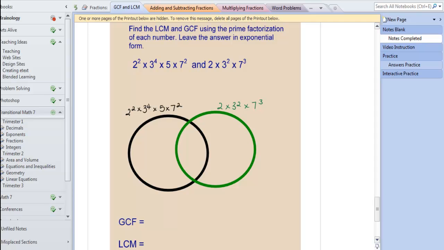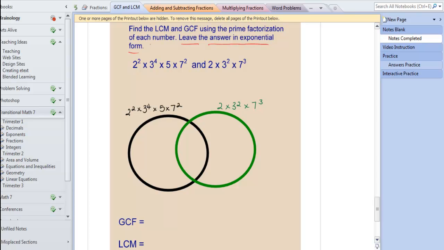Next, you're going to find the LCM and GCF of 2 numbers that are already written in exponential form for you. And you're asked to leave the answer in exponential form. And what that means is you don't actually multiply the answer out, so it's really less steps. You don't have to do the prime factorization tree, and you don't have to multiply your answer out. You just put the answer down in exponential form.